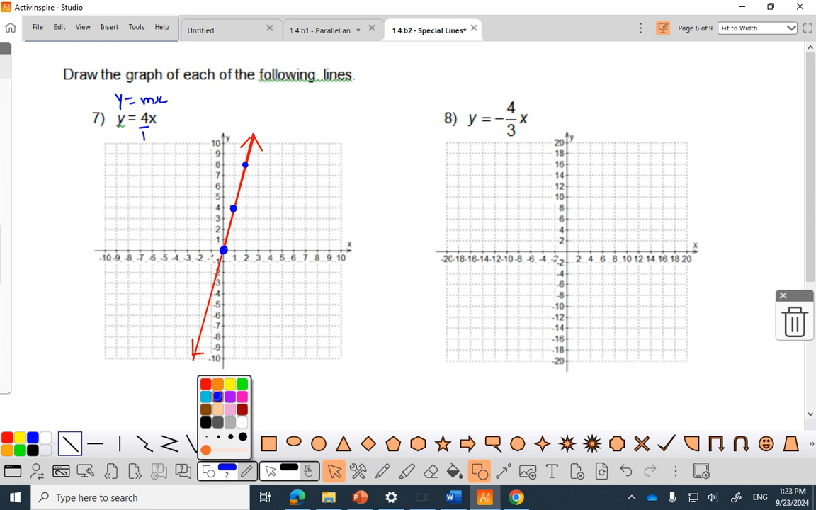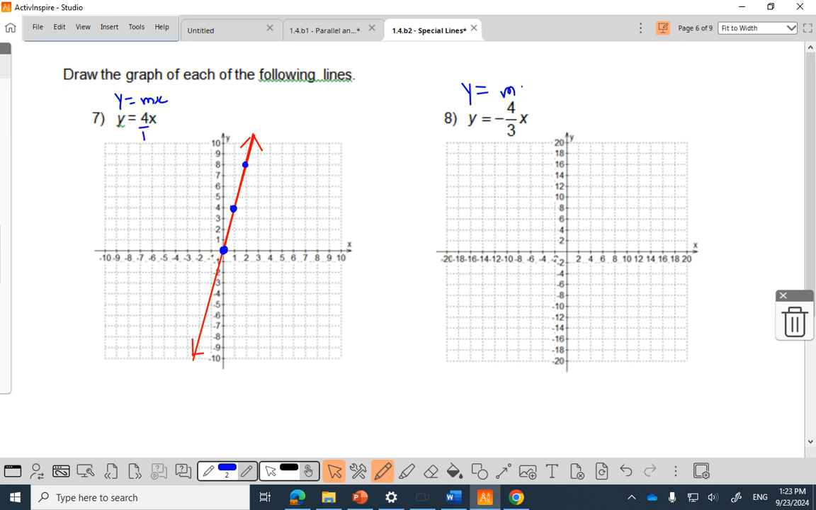And I'll do it all again. You see this line, and it says y equals negative 4/3 x. And you write over top of it y equals mx plus b. But there's no b. What's the b? It's no b.